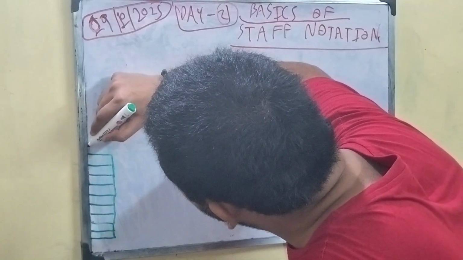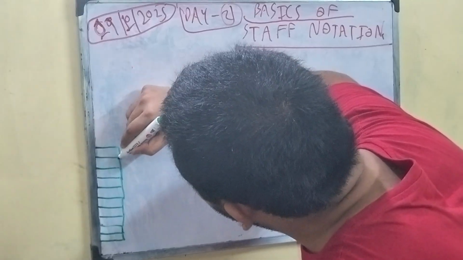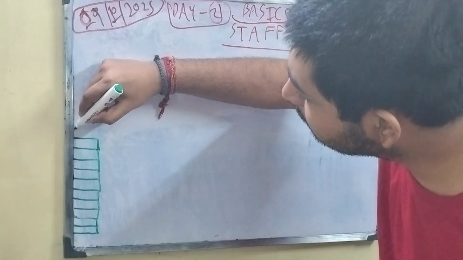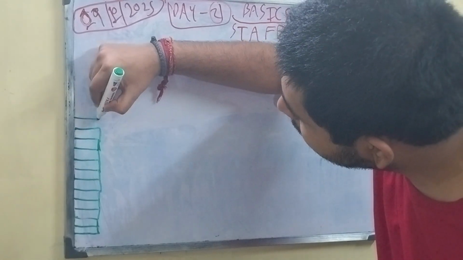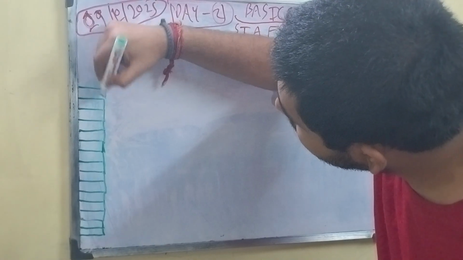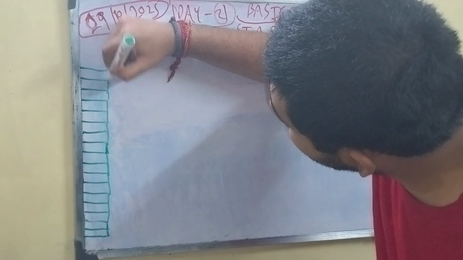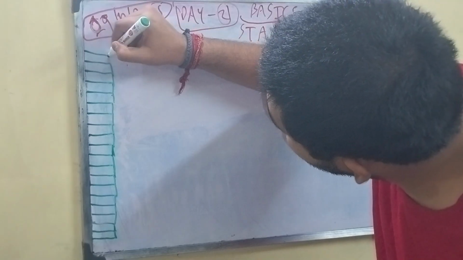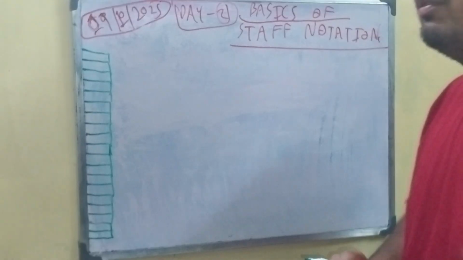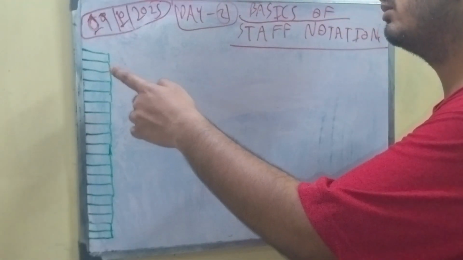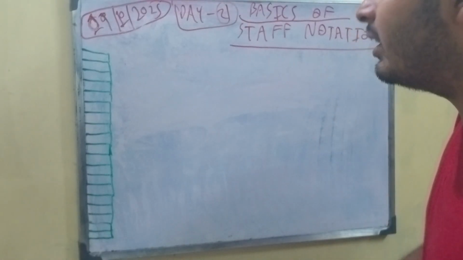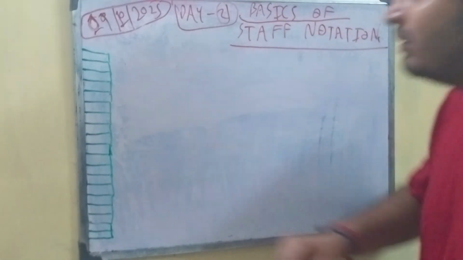Today I will teach only the notes on the staff lines, excluding the ledger lines. From G of the first octave till F of the fourth octave. 7 into 4, 28. There are 28 keys.